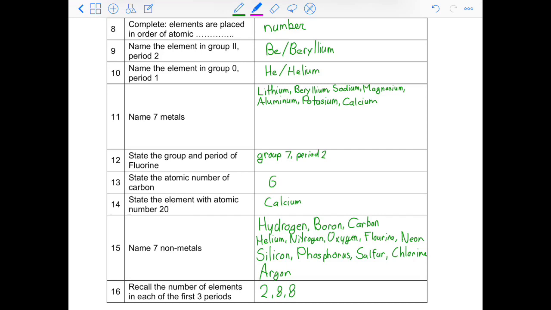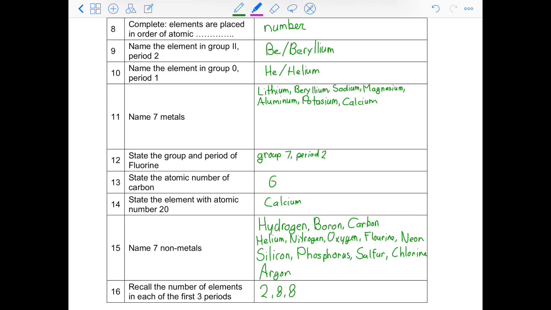The atomic number of carbon is number 6. Calcium has the atomic number of 20. The 7 nonmetals, again, I wrote down all the ones that are in the first 20. There are a couple more. If you've done those, that's fine, as long as you go back and double check. So you have hydrogen, boron, carbon, helium, nitrogen, oxygen, fluorine, neon, silicon, phosphorus, sulfur, chlorine, and argon.